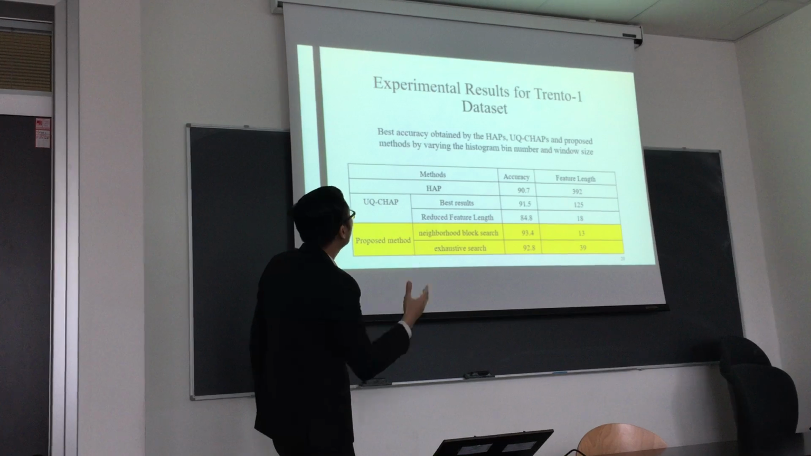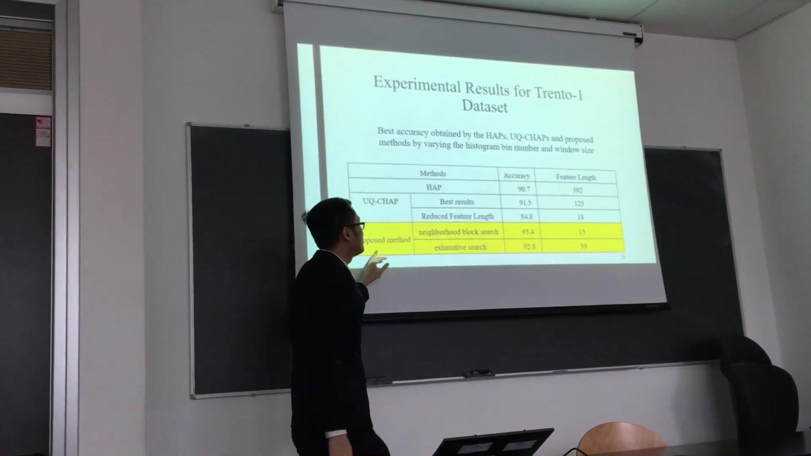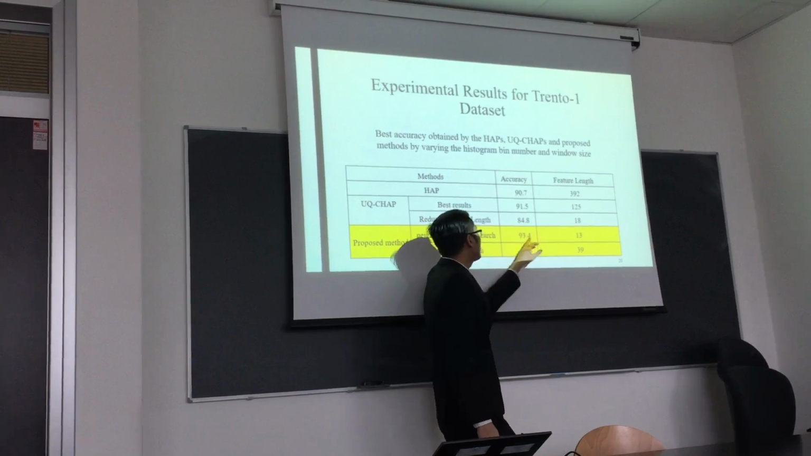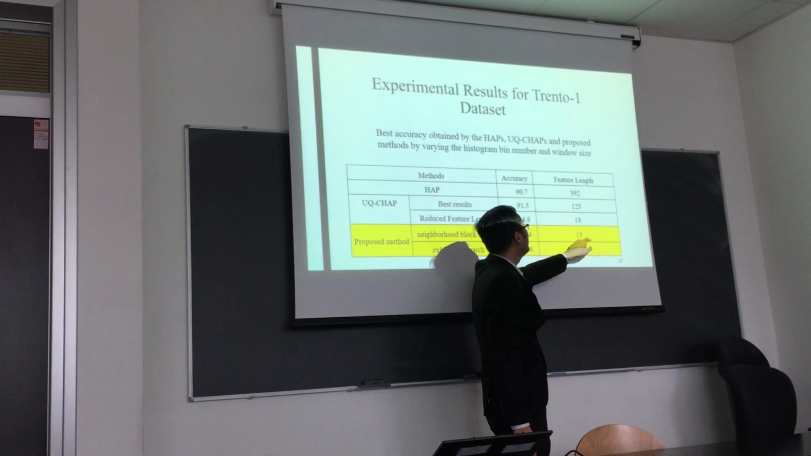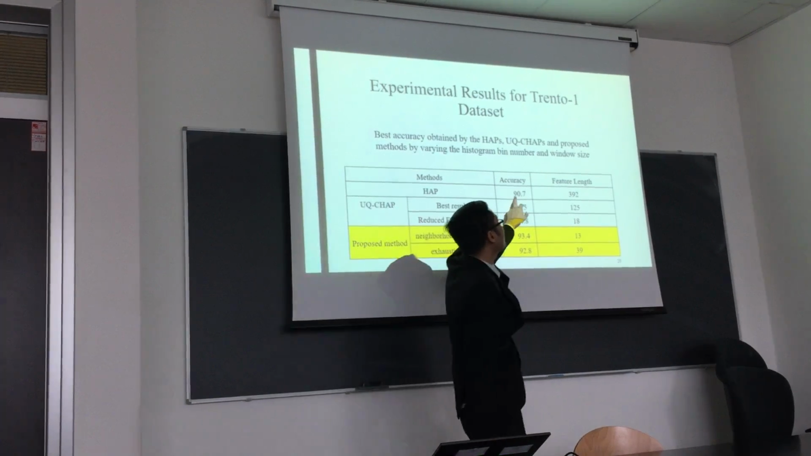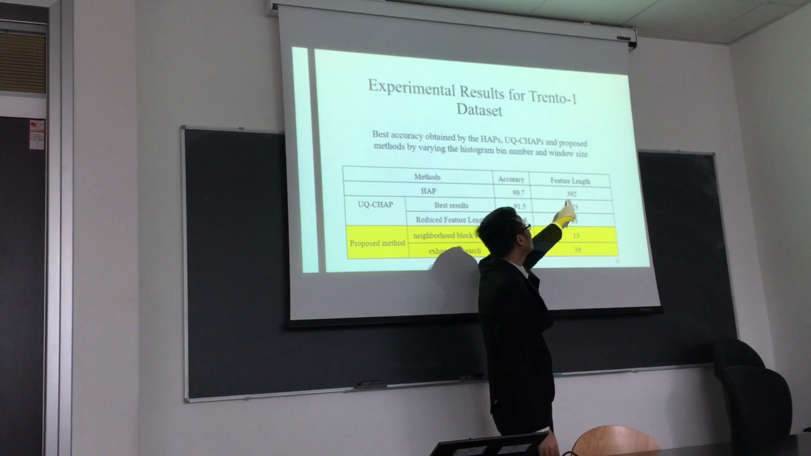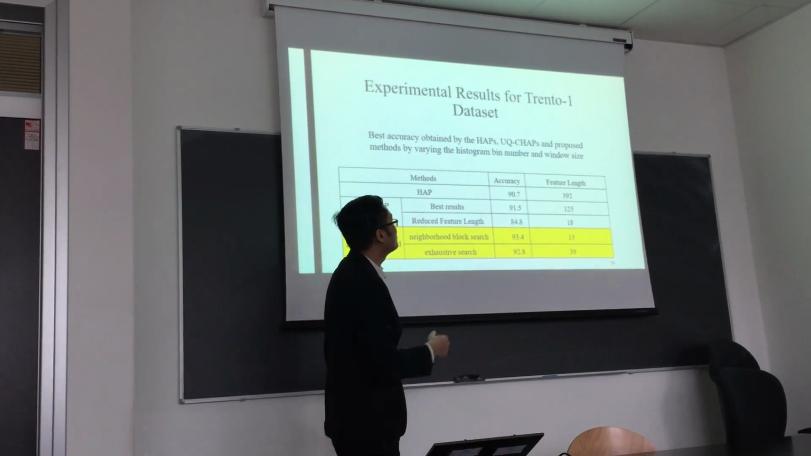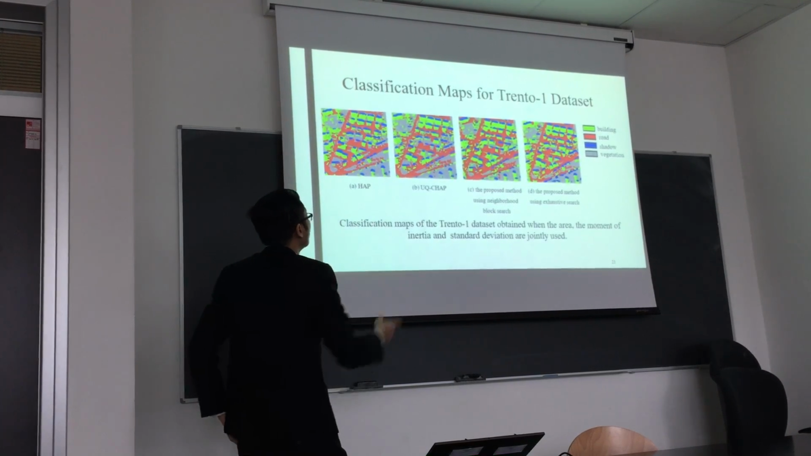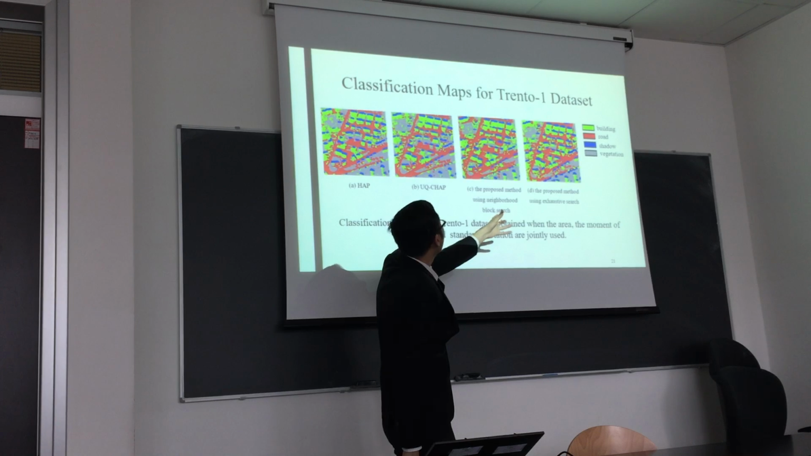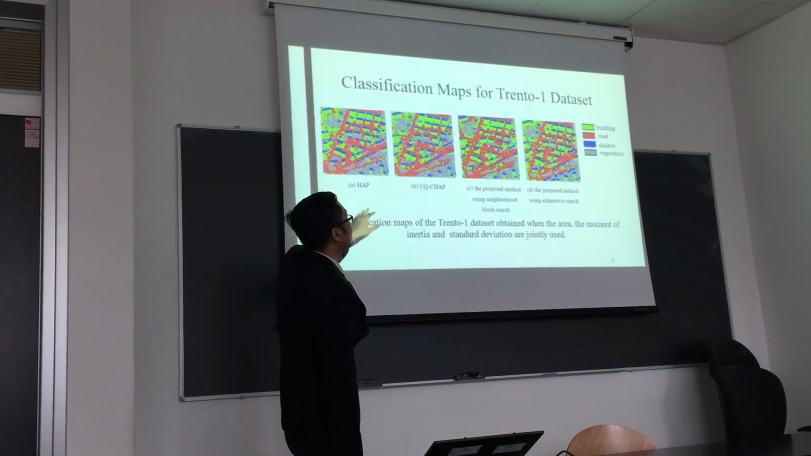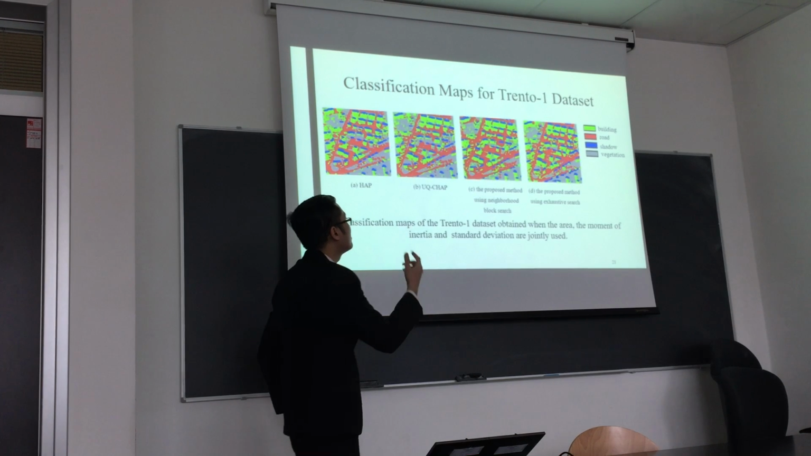Moving to the result for the Trento dataset 1. You can see the proposed method is very effective, getting 93.4% accuracy with a feature length of only 13. Compared to the original histogram attribute profile, which achieves only 97% accuracy with 392 features, the compression ratio is really high. Here we can see the classification map. The proposed method gets a very similar classification map to the original one, while significantly reducing the computational complexity.